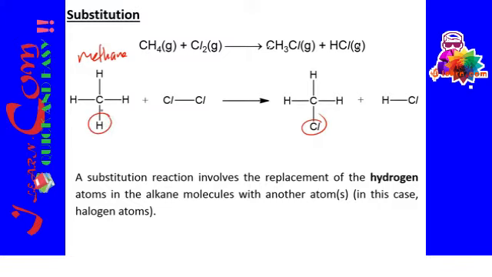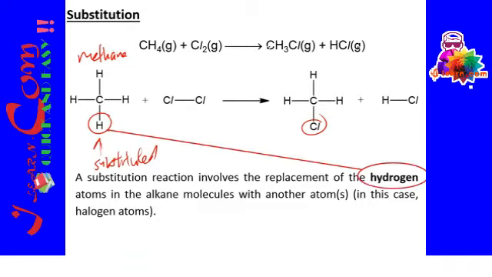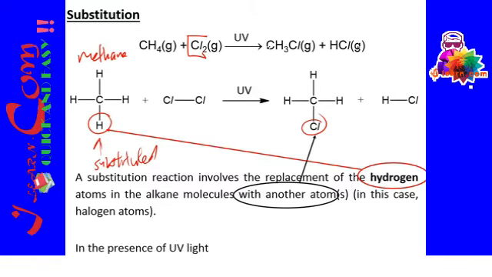So I've actually substituted out this hydrogen with a chlorine. Okay, simple reaction, right? So hydrogen here substituted with another atom. In this case, I substitute it with a chlorine atom from Cl2. And for this reaction to take place, there must be UV light. So this UV light is used to start off the reaction.